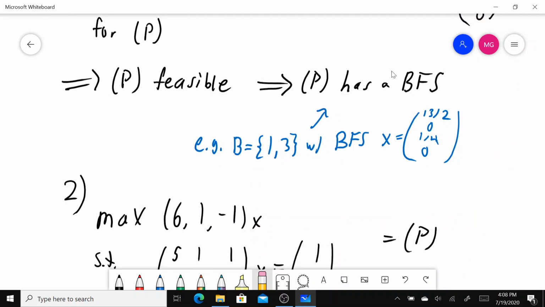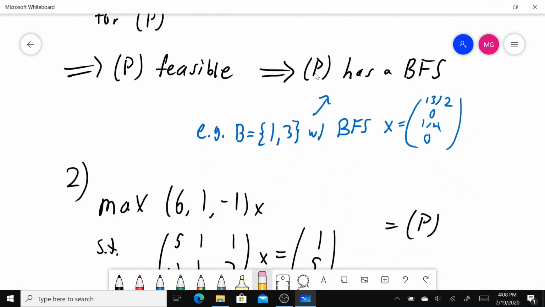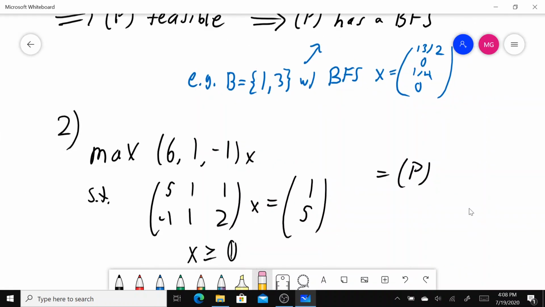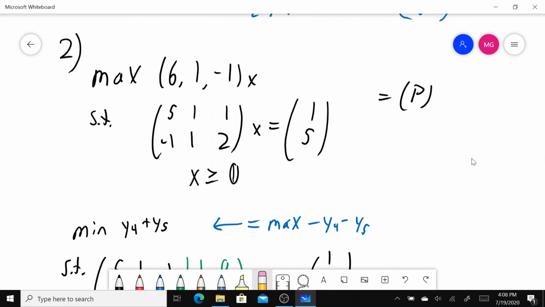And there you go. Now that you have your basic feasible solution for P, you can run phase 2 of the simplex algorithm on the original program P that you cared about. Okay, so here's another example, and the other branch of that tree for phase 1 is what we'll go down this time.